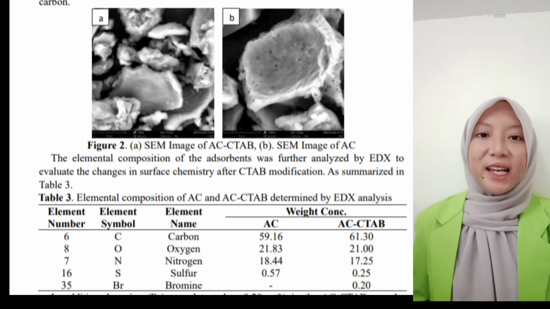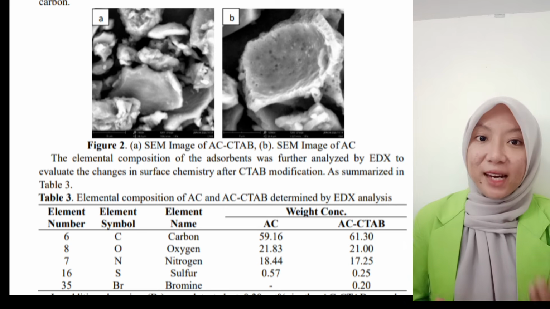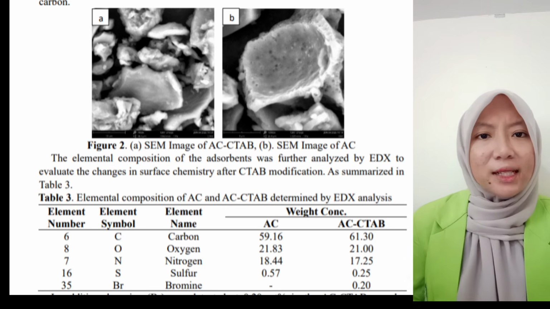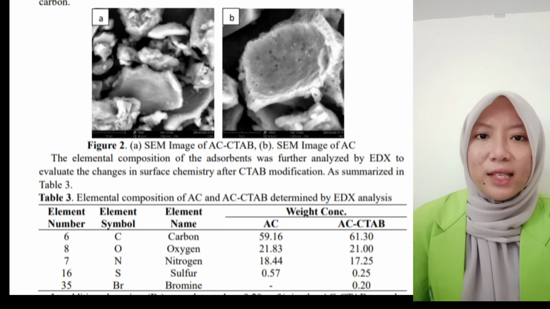The surface morphology and elemental composition of the adsorbents were characterized using SEM-EDX. The AC sample exhibited a rough and irregular surface with numerous cavities and pores. After CTAB modification, the surface morphology changed noticeably, becoming more homogeneous and smoother with fewer visible cavities.